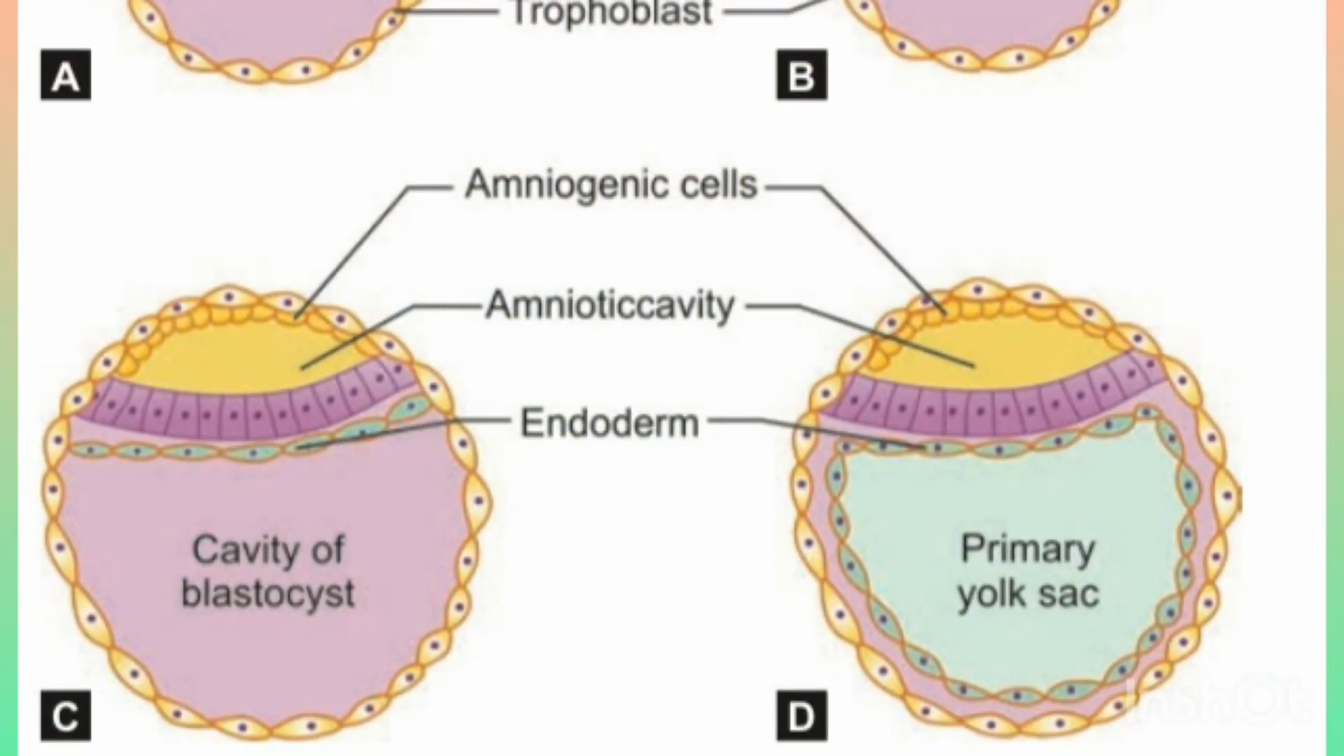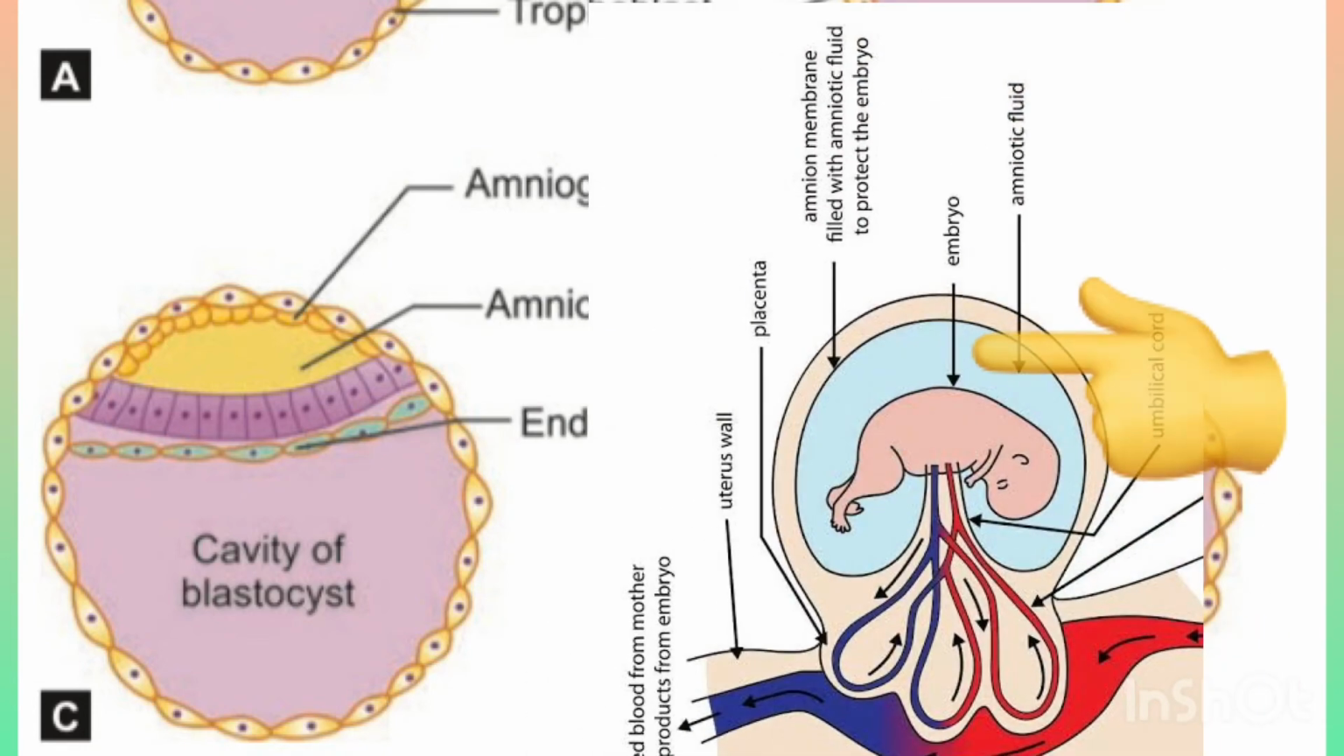A space appears between the epiblast and the trophoblast, and this space is now called as the amniotic cavity, and it is filled with the amniotic fluid. The diagram on the right side shows a fetus developing in the amniotic sac surrounded by amniotic fluid. You can relate this diagram to the diagram onto your left side, wherein that space, which is called as the amniotic cavity, will be holding the future fetus.